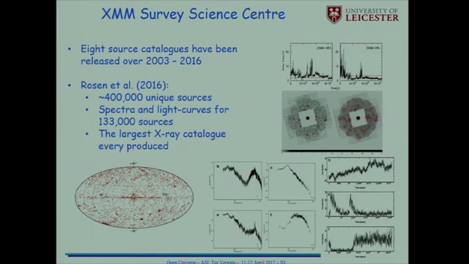This is the largest X-ray catalogue ever produced, and provides spectra and light curves from this X-ray mission for about 100,000 sources. And you can see some examples of those, the variety of spectra and the types of things you might see in the light curves down the bottom there. On the bottom left, you can see a galactic coordinate projection of the sky as seen by XMM. XMM has quite a small field of view, so it just depends where the observers propose to point the thing, which is where it detects its sources.